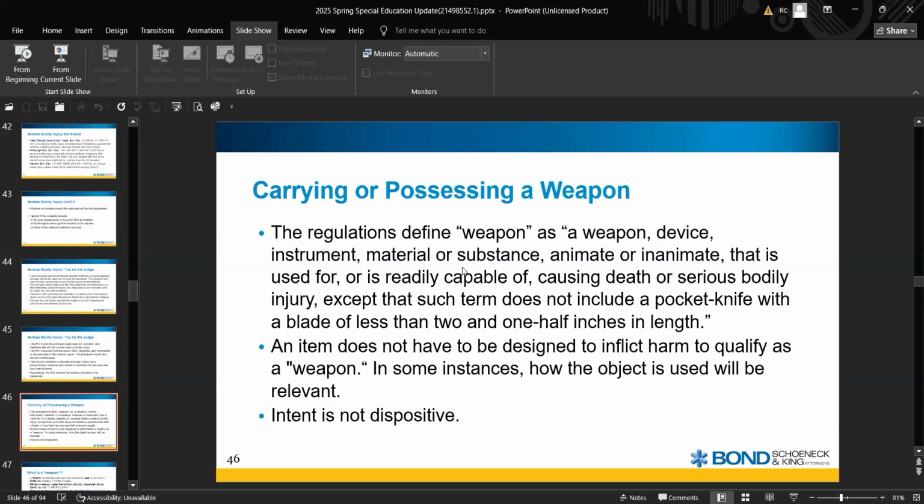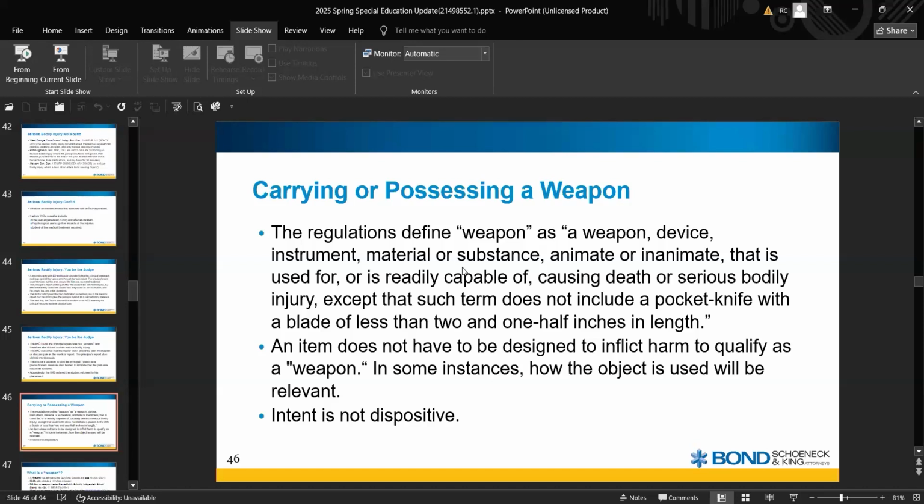Okay, we know it does not include a pocket knife with a blade of less than 2 1/2 inches. So that's expressly exempt. I'm not saying you won't get suspended for it, but anyway, all right. So now an item does not have to be designed to inflict harm to qualify as a weapon. Computers are not designed to inflict harm. A golf club is not designed to inflict harm, but in some instances, how that's used, it may be considered a weapon. Now, intent is also not dispositive.